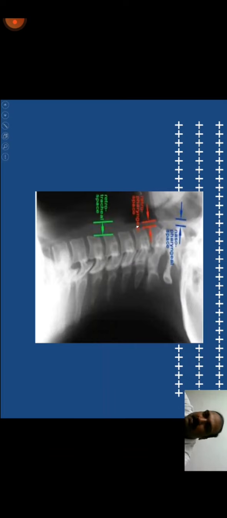What happens is that this space can increase if there is pus collection here. Usually we do not come across such cases, but still, if there is a pyogenic infection, then pyogenic arthritis, spine infection, etc., there can be a collection of pus over here, leading to an increase in space in this area. I will show you an X-ray, but usually we do not come across such cases. Okay.